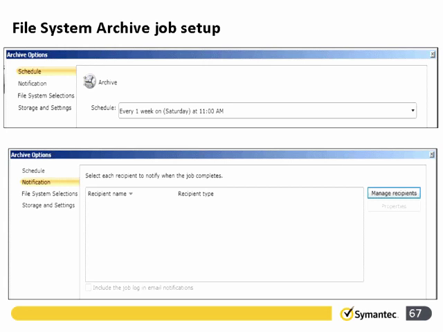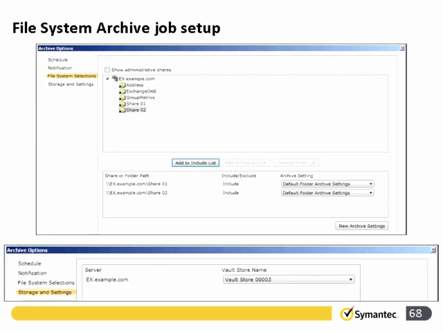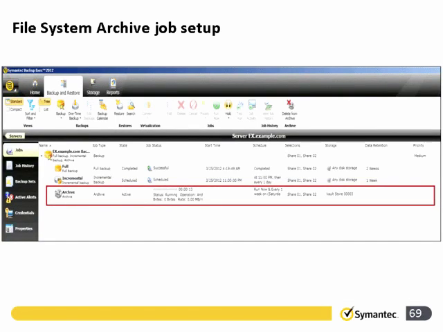Keep in mind that the archiving job simply populates the vaults, and the delete will happen by default after the vaults have been backed up. You can also notify anyone you choose to that this archiving job has completed. For the file system selections, this is where I say which files will be archived, and I set the criteria by which they will be archived, and to where the archives will be written. So to which vault store should I write this data? It appears as simply another stage of a standard backup job.